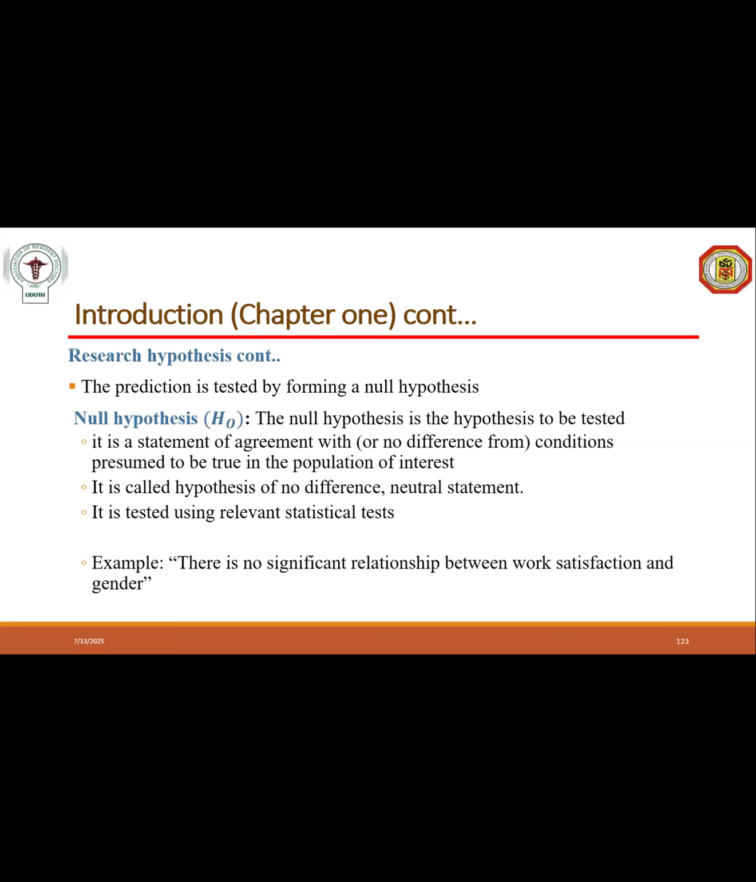There is no significant association between this and this. There is no significant difference between this and this. Or this thing is not significantly associated with that. Or this is not significantly related with this. So that is how you state your null hypothesis.